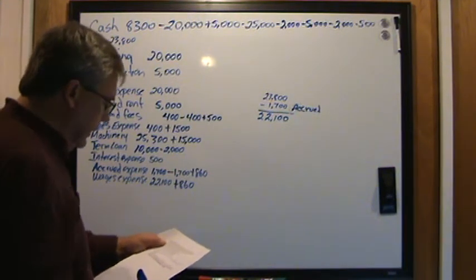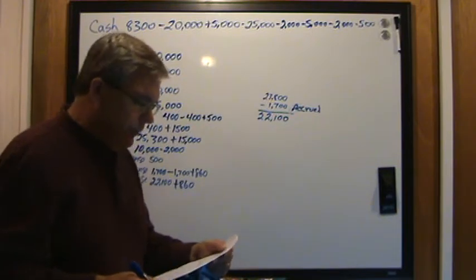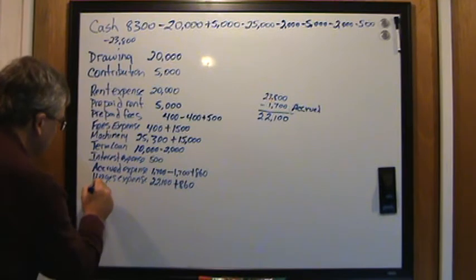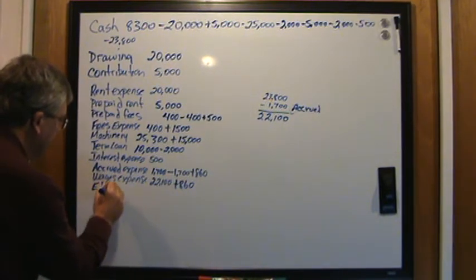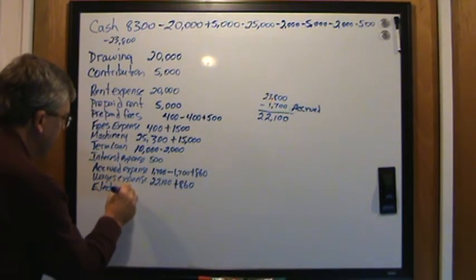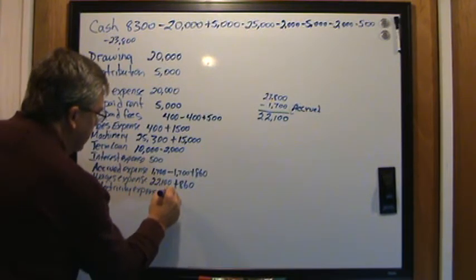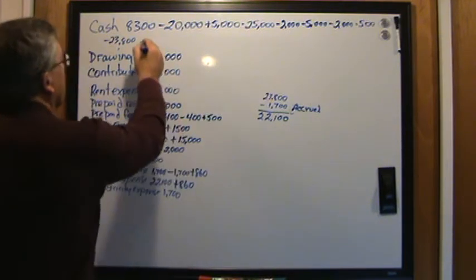Number 6, electricity bills for the 4 quarters of the year were paid, totaling $1,700. So electricity expense is $1,700, and that comes off cash.